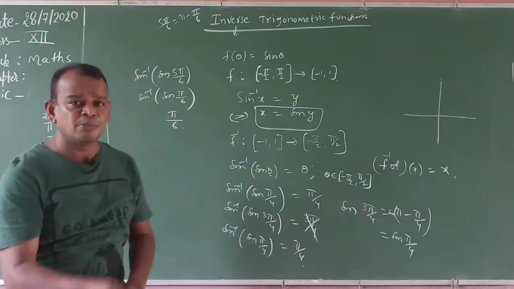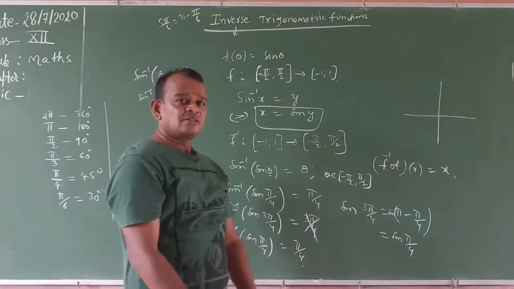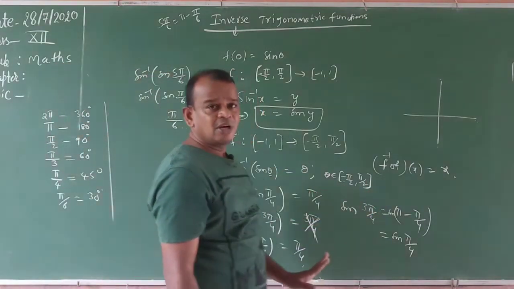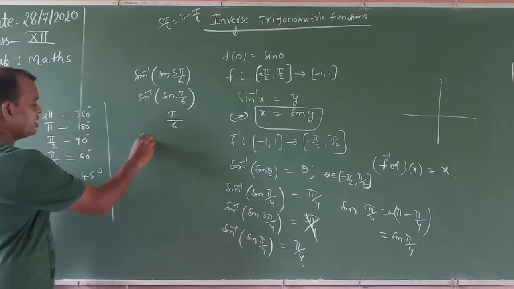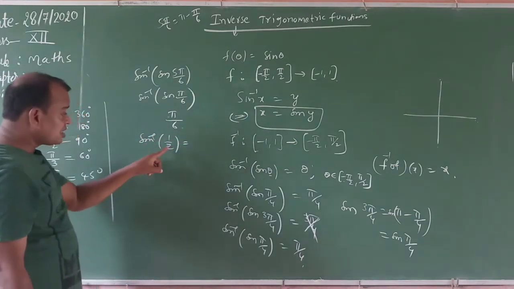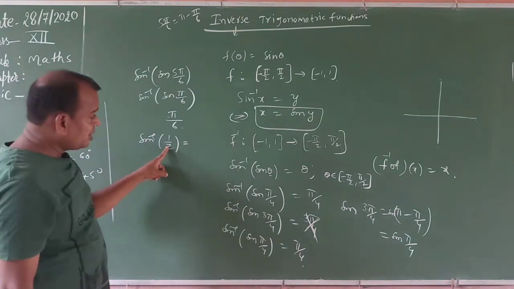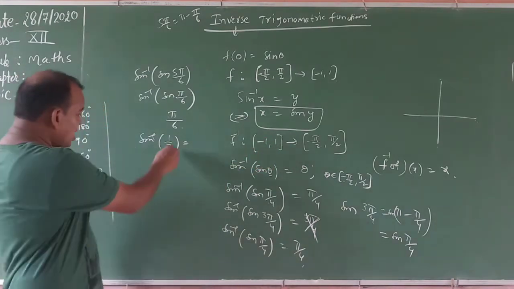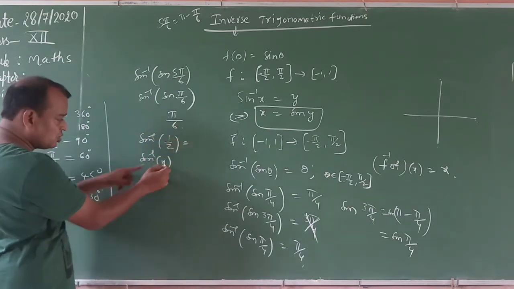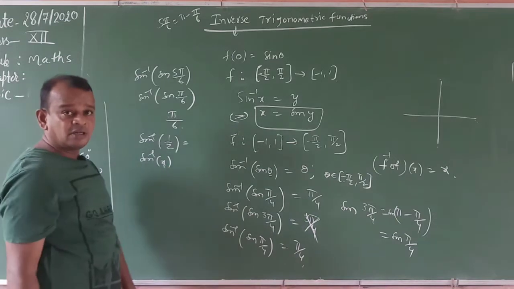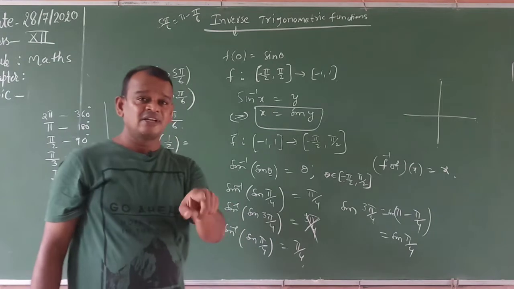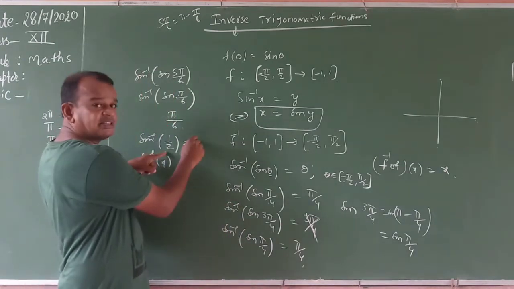Throughout the chapter, we remember once again that sin inverse of sin theta equals theta, where theta belongs to minus pi by 2 comma pi by 2. Suppose sin inverse of 1 by 2 is asked. For sin inverse of x, the domain is minus 1 comma 1, so x must belong to minus 1 comma 1. Whenever we get 1 by 2 for the sin function, it means 30 degrees. So sin inverse of 1 by 2 equals 30 degrees, that equals pi by 6.